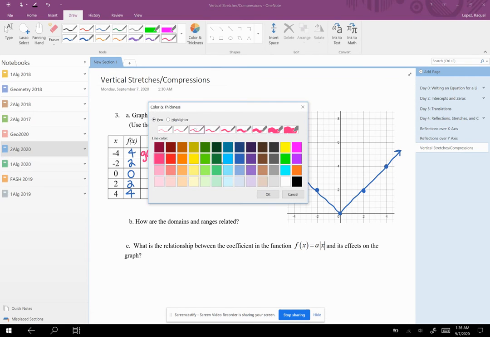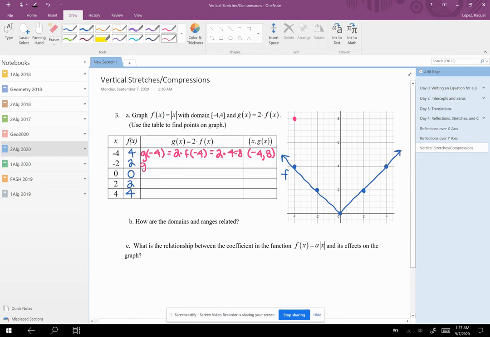Okay, let's do the next one. This time I'm going to plug in -2 for x, wherever I see an x. So it's g of -2 equals 2 times f of -2. Now, I already know that when I plug in -2 for x, I'm going to get out a +2. So I'm just going to replace that. So I really have 2 times 2, and that's 4. So the new coordinate for g is: I plugged in -2, and I got out 4. Here we go.